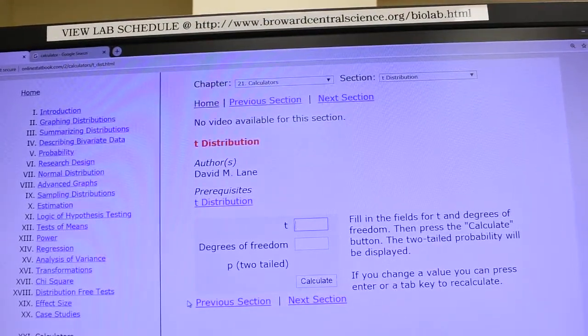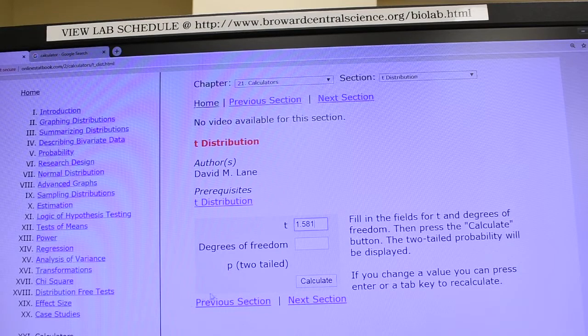All right, so first what we do is we put in the t-statistic that we calculated. Now let's see. So I had originally kept all the decimal points, but I'm just going to put in what I had on the board. So 1.581. All right, that's the t-statistic we calculated. Now we need the degrees of freedom. Okay, so we'll put that in. All right, so that's 38. All right, and then you hit calculate, and there's the probability.